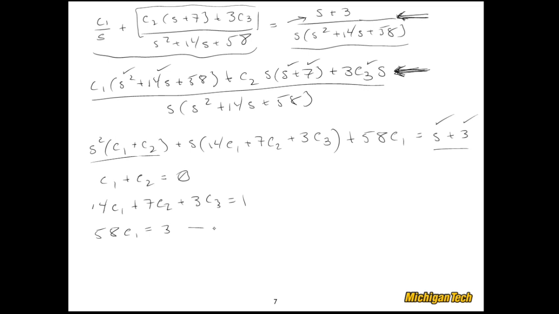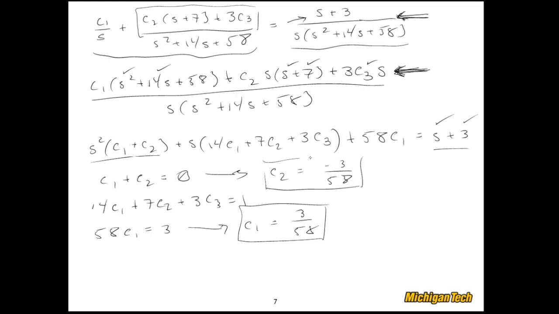Pretty close to being done. I have that c1 is equal to 3 over 58. I don't really need to plug that back into the equation I had on the previous page. This is good enough. I had that written in terms of c1, c2, and c3, and now I know what c1 is. This tells me that c2 is equal to negative 3 over 58. Done with that one.